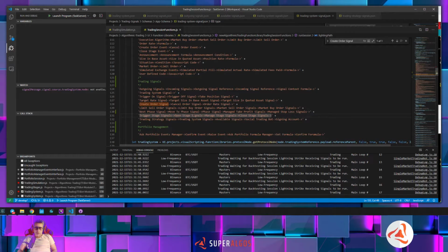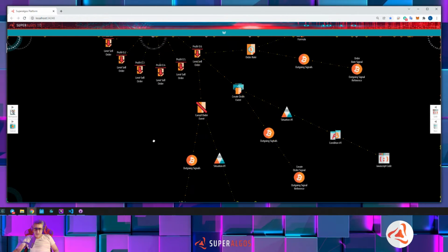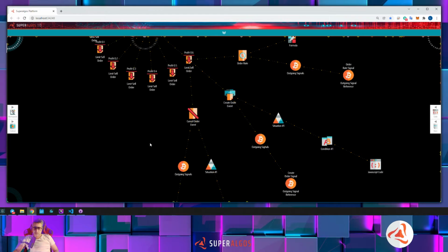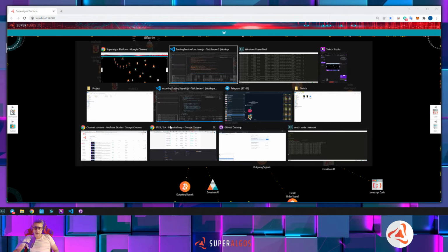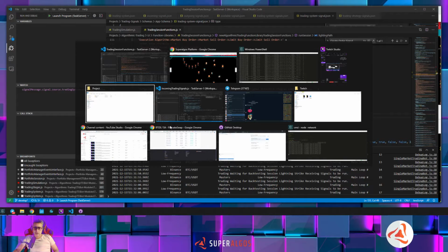Okay, so the problem is not the same as the other one. The node seems to be there. So the reason why this is not canceling is unknown. We will have to debug this. This is a limit sell order, and the only way I see to move forward is debugging this.